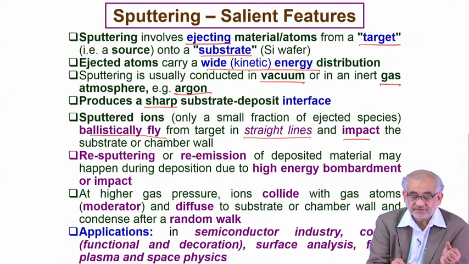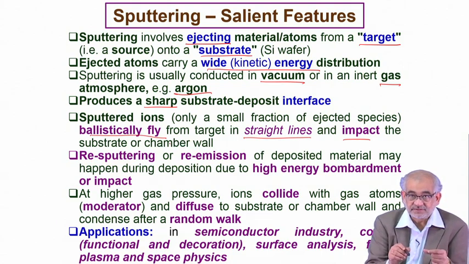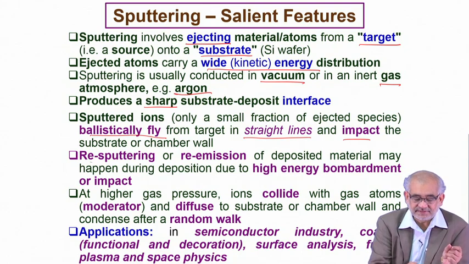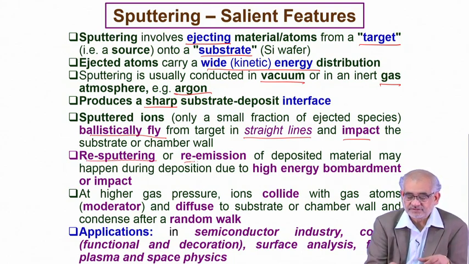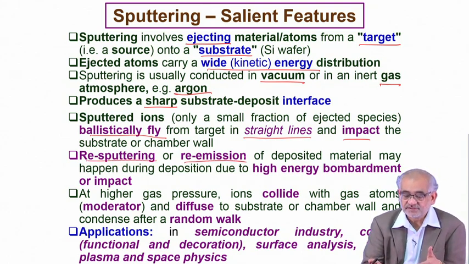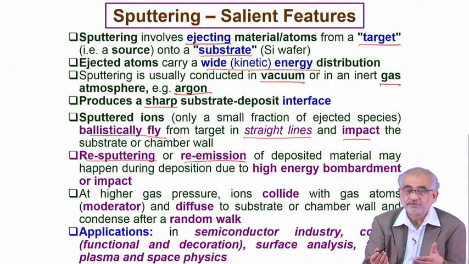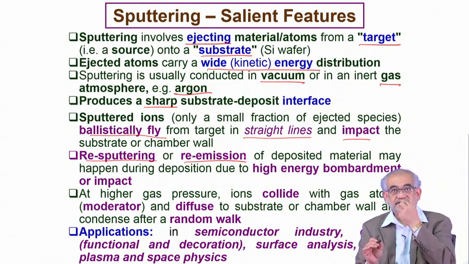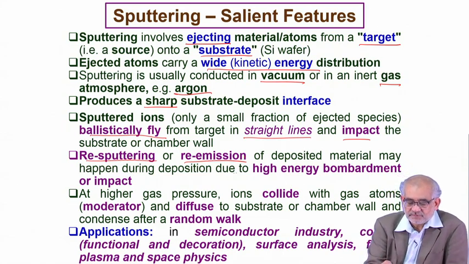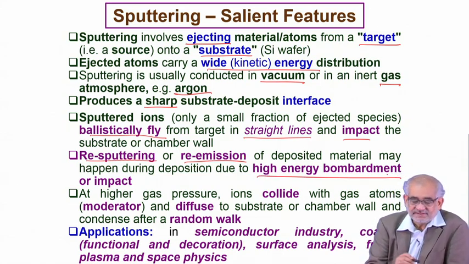But if the momentum is fairly high, then there could be a possibility of re-sputtering or re-emission of atoms from the substrate on which you are depositing. That means you are now re-sputtering atoms from the substrate surface, which you don't want. So you have to control the energy very carefully. And this high energy bombardment needs to be avoided.